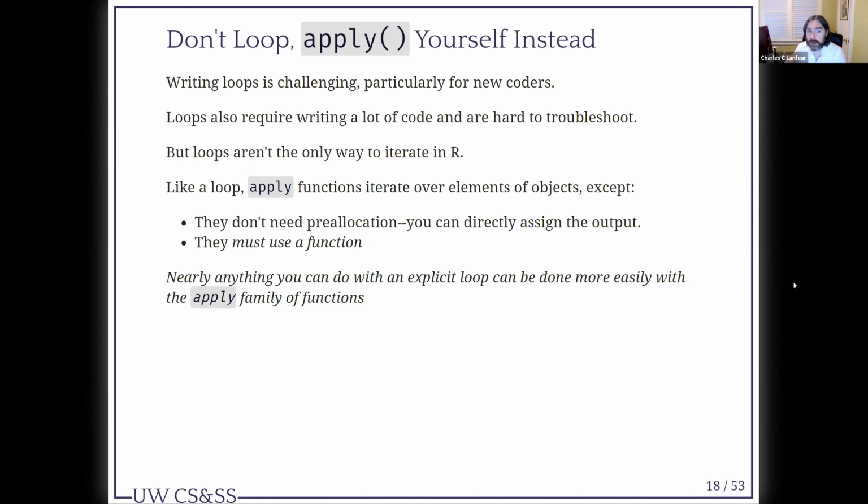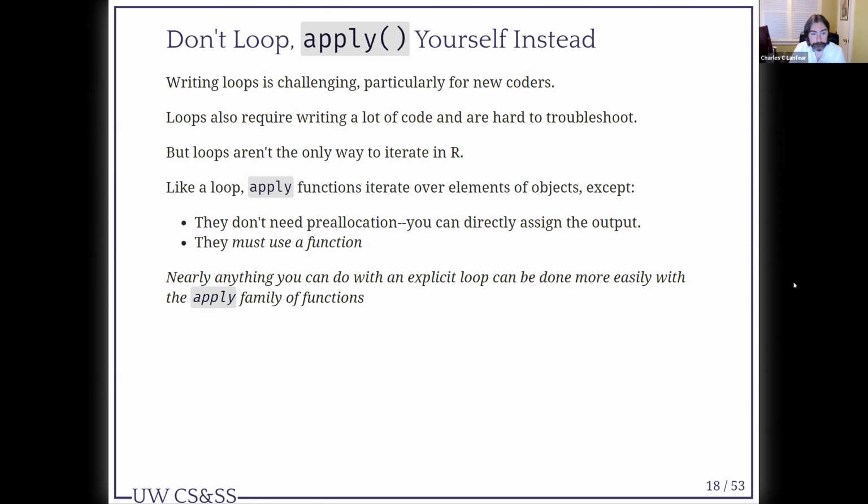The difference with apply functions, though, which seems like a weakness at first, but really isn't, is that apply functions must use a function. They can't just have a whole bunch of code stacked on them. You've got to run a function inside of them. The thing is, you can make any code in R into a function, so this isn't really a limitation. Basically, everything you could do with an explicit loop in R, that is, writing a for loop or something, can be done way more easily using an apply function in R.